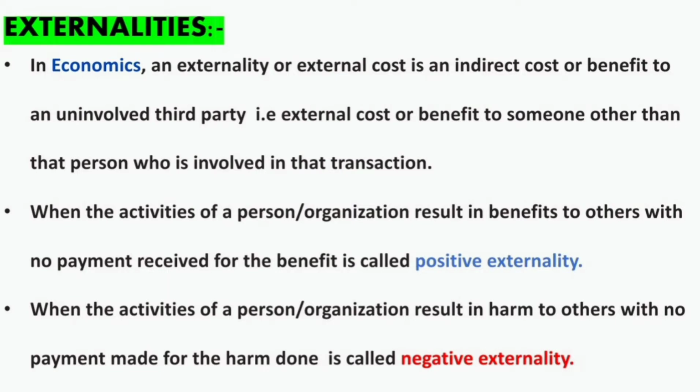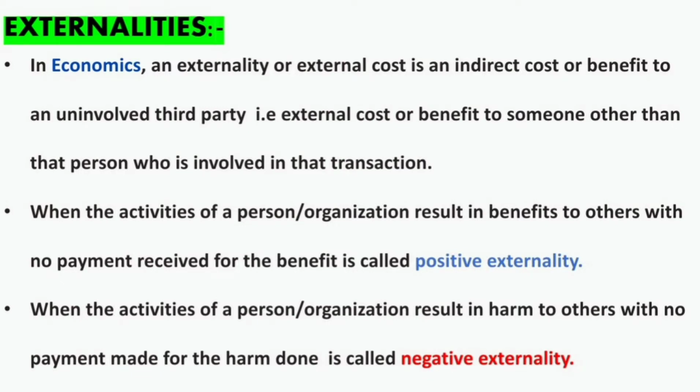In economics, an externality or external cost is an indirect cost or benefit to an uninvolved third party. That is, external cost or benefit to someone other than the person who is involved in that transaction. When the activities of a person or organization result in benefits to others with no payment received for the benefit, it is called positive externality. When the activities of a person or organization result in harm to others with no payment made for the harm done, it is called negative externality.